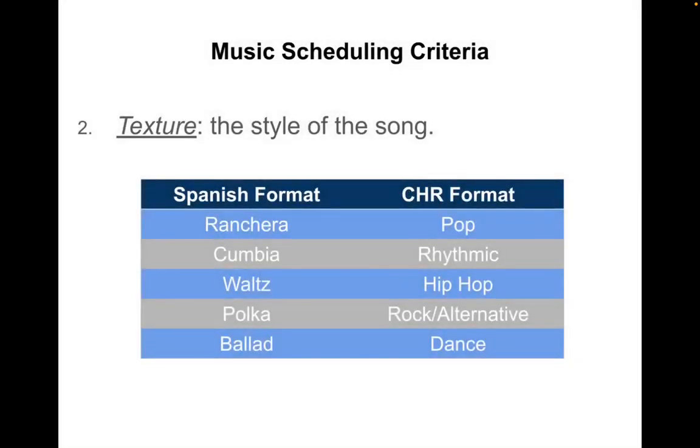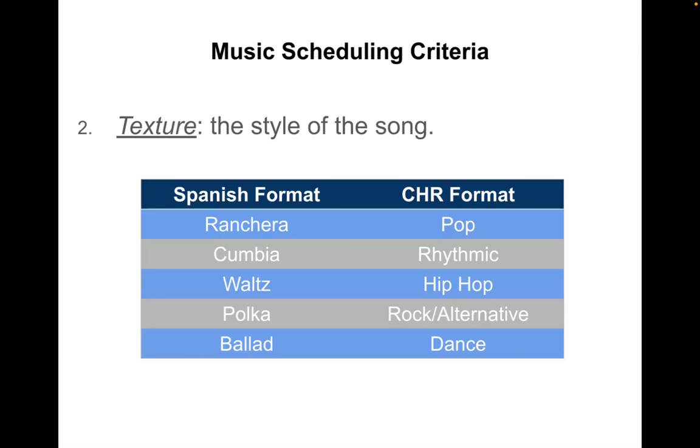We know how fast the beat is. Now, what style of beat is it? This is the song's texture. For example, in KANW's New Mexico Spanish music format, textures include traditional rancheras, cumbias, instrumental polkas, waltzes, and ballads.